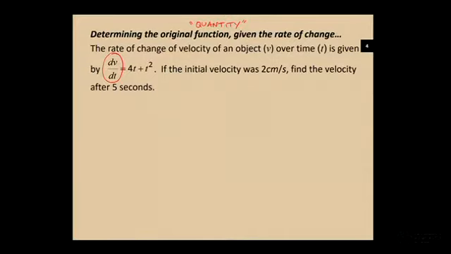So here's what happens. They will give you another clue and you'll say, why are they handing me that? And you'll go, well, righto, I'll read it. If the initial velocity was 2 centimetres per second, and you go, not real sure what I'll do with that yet. I'll come back to it. It says find the velocity after 5. This is what happens. Very standard approach. Here's what goes. It comes up as dV/dt, so I'll start with dV/dt, was handed to me as 4t plus t squared. What does the dV/dt stand for? What does it represent? Change in velocity over the change in time.